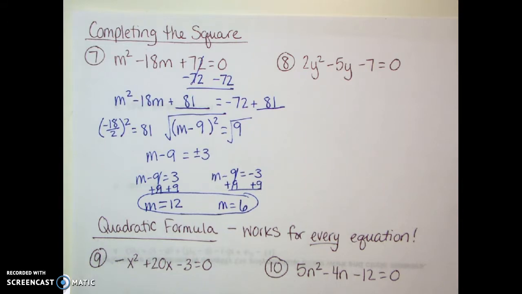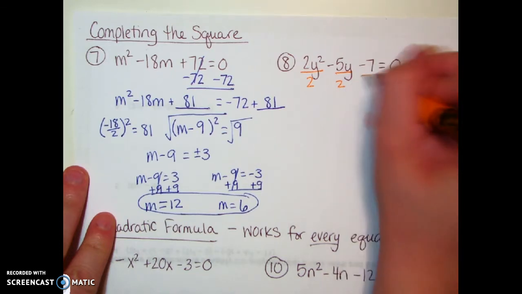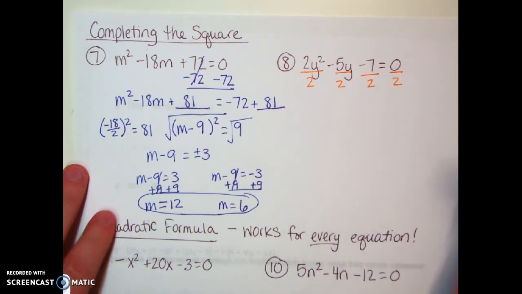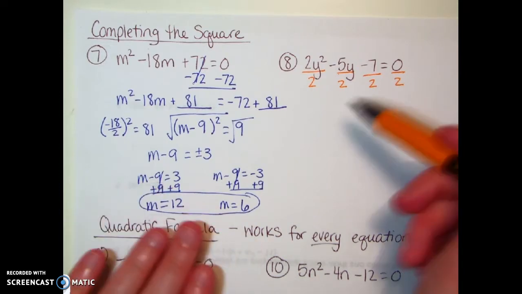Yes, we will do number 8, but there's something different about number 8. There's a number in front of y squared. So hopefully you remember that if there's a number in front of it, we're going to have to divide by that number. And this is just for completing the square. So like if you have the quadratic formula or something, you don't need to do this step. This is just for completing the square.